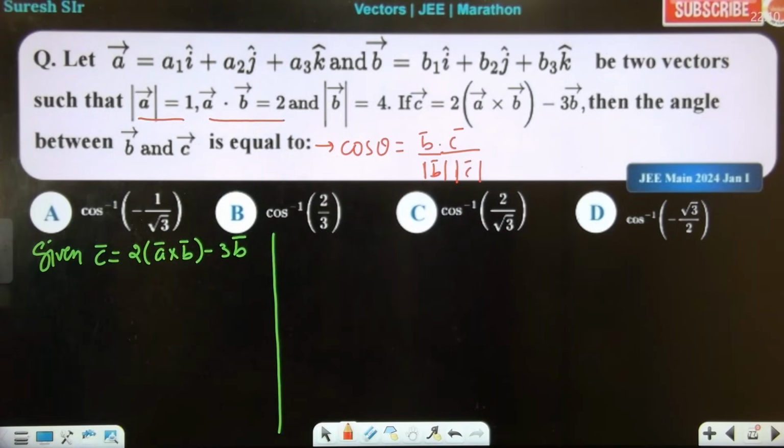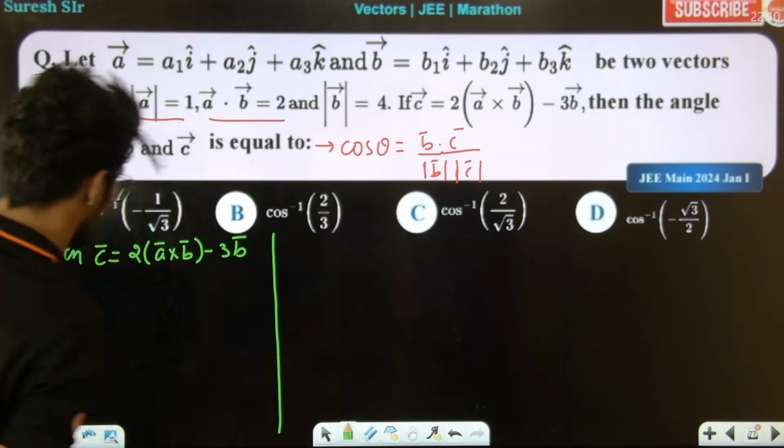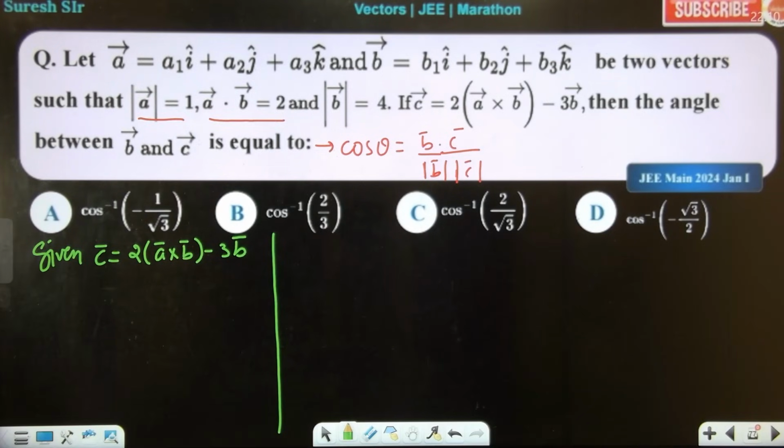Cool. This is what the cos theta is all about. Now I will do one thing: dot product with A on both sides. Let us do dot product with A on both sides.